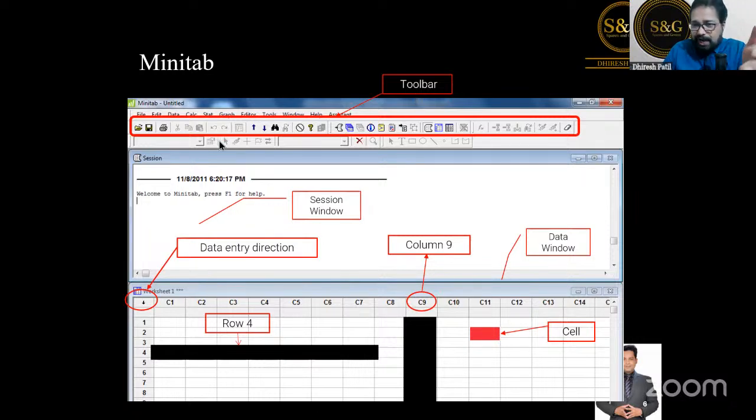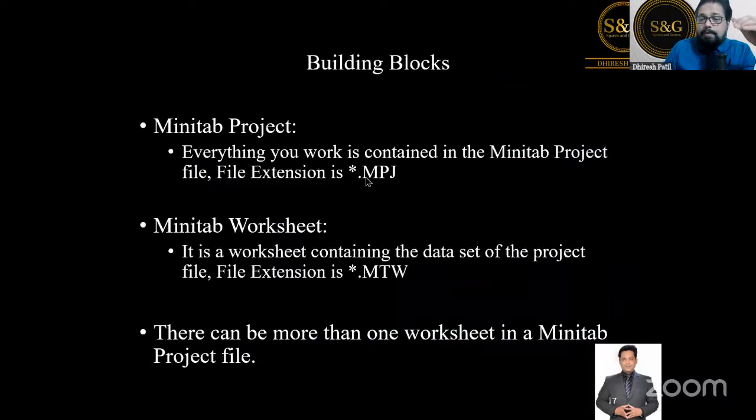This is the toolbar which I have explained to you. There is something called a Minitab project and a Minitab worksheet. A Minitab worksheet is the Excel-like sheet which we have seen. And a Minitab project means, let's say you're working on a green belt, yellow belt or black belt project, whatever analysis you are doing, you can save that analysis in a Minitab project.